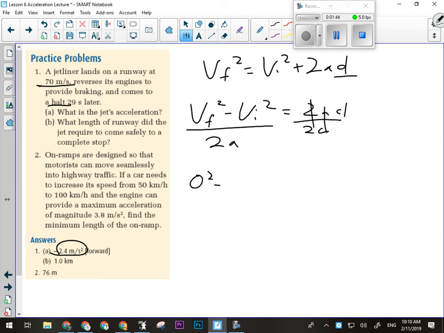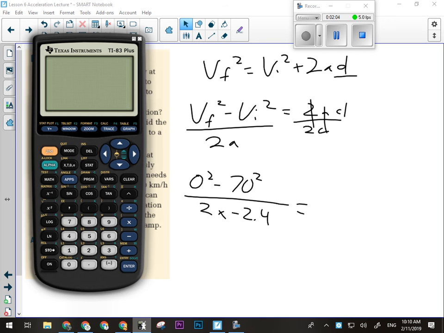So I'll have 0 squared minus 70 squared divided by 2 times negative 2.4. It's important that I have the negative on the bottom and the 0 minus on the top. So I'm dividing a negative by a negative, so that I get a positive direction for my travel. So 0 minus 70 squared, divided by negative 4.8.